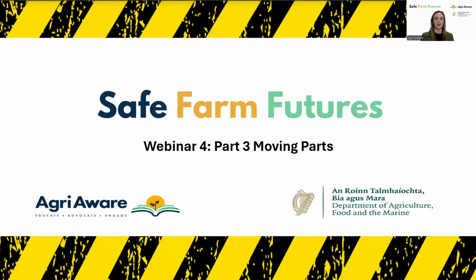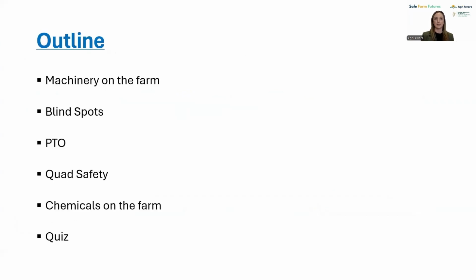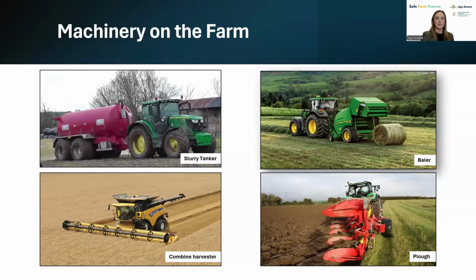In the previous webinar, we learned all about animal safety, how we can stay safe around various animals on the farm, animals and diseases, and slurry safety. In this webinar, we will learn about machinery safety. We will have a look at some of the various types of machinery on the farm, blind spots, the PTO, quad safety, chemicals on the farm, and then we will finish the webinar with a quiz.